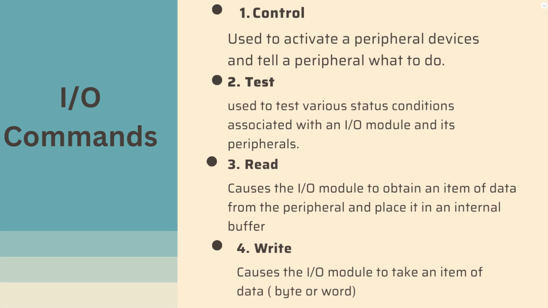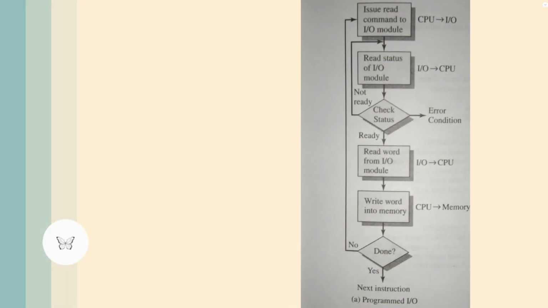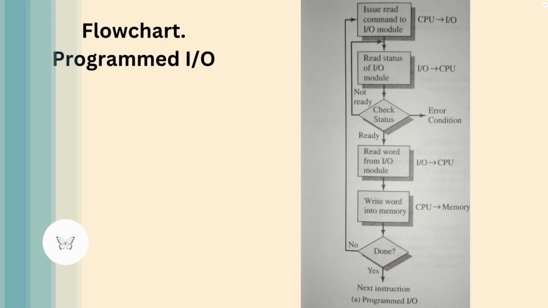The third one is read. The read command causes the input-output module to obtain an item of data from the peripheral devices and place it in an internal buffer for further program. The fourth one is write. The write command causes the input-output module to take an item from the data and use it in a program that the user wants to execute. We can observe the complete flow process of input-output module and the uses of input-output commands in this flowchart.